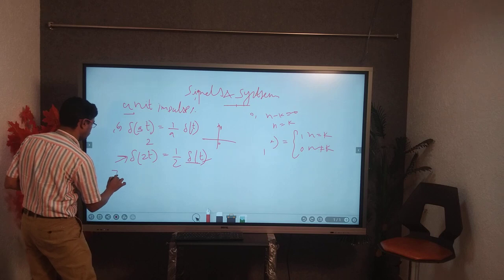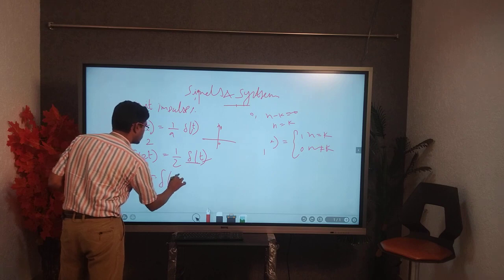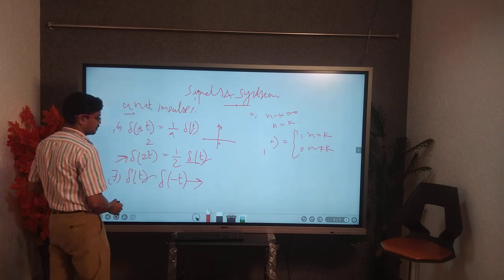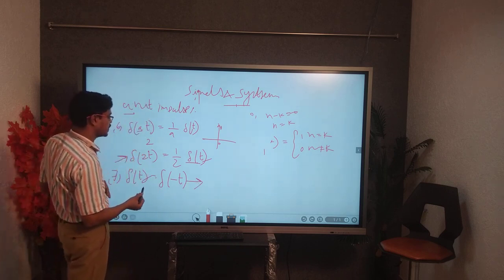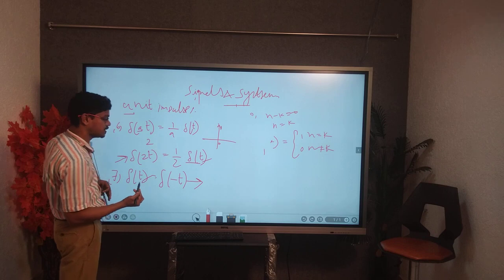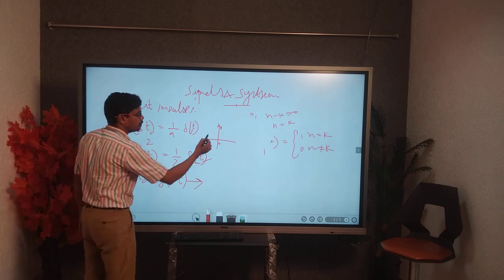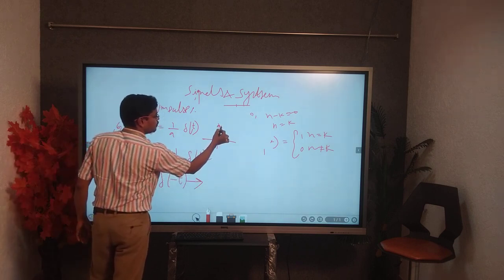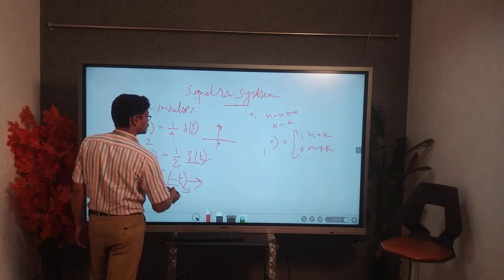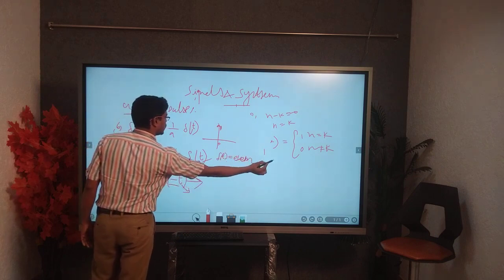And next another one is del of t equal to del of minus t. That means this condition is an even signal condition. That is, for some signal x of t, if in place of t we take minus t and the original signal gives the same response, then it is an even signal. The impulse is at 0, the value will be taken as 1. So that's why we replace minus t. So that's why del of t is an even function or even signal.